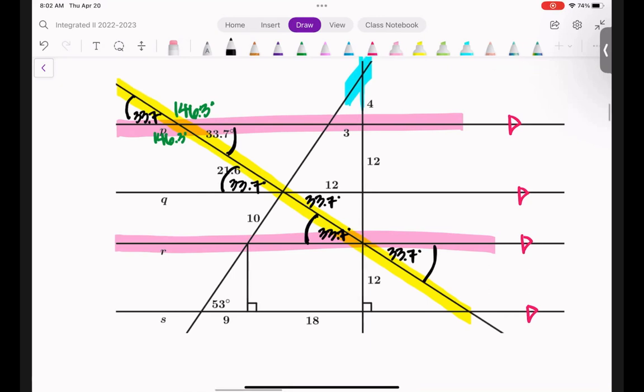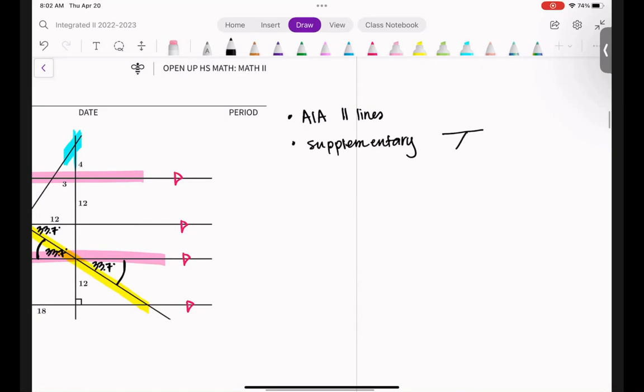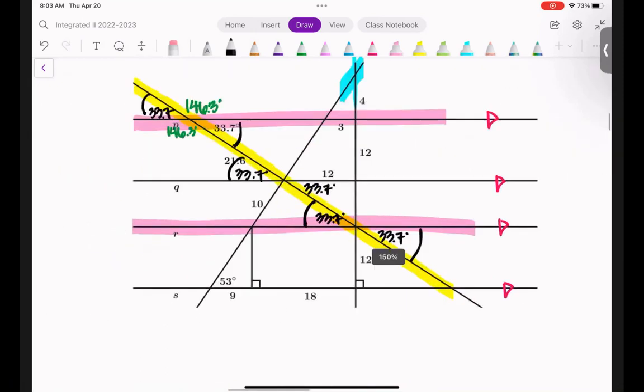Okay. So far, just off to the side, things that we've used is alternate interior angles when you have parallel lines. We've also used supplementary. And if you don't remember supplementary, no problem. I'll write a little hint for you. It's two angles whose sum is 180. And the last one that we've used so far is vertical angles. Okay. All right. So there goes that.